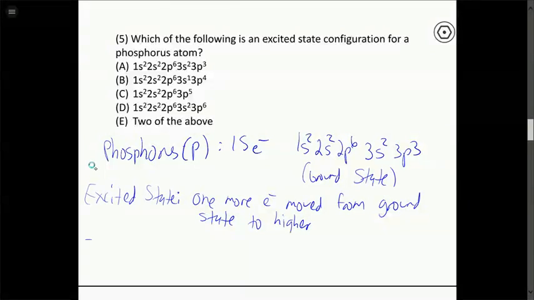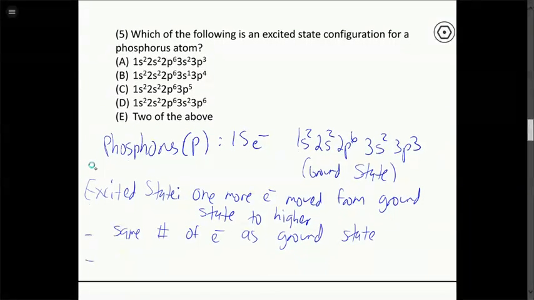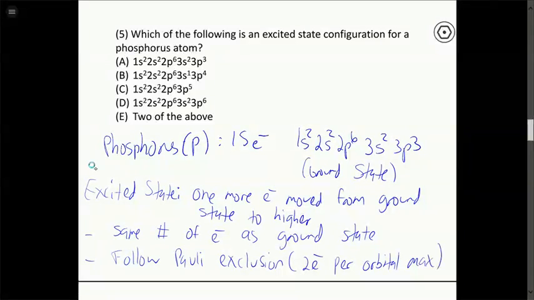And a couple things to keep in mind about excited states is they have the same number of electrons as the ground state. So we're not going to be adding or subtracting electrons when we form an excited state. That would be forming an ion, which is a completely different topic. And then, as I said, they have to follow the Pauli exclusion principle, which is a maximum of 2 electrons per orbital. So we can't violate that rule in forming an excited state. But they can have a different spin than the ground state, and they are definitely going to have a different arrangement of the electrons into subshells than what you would have in the ground state.